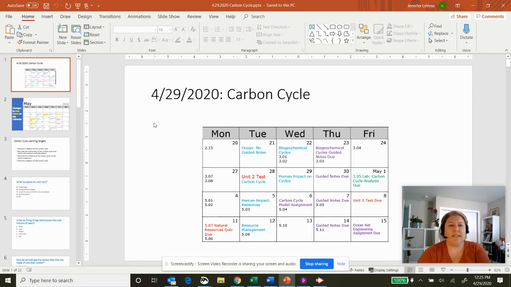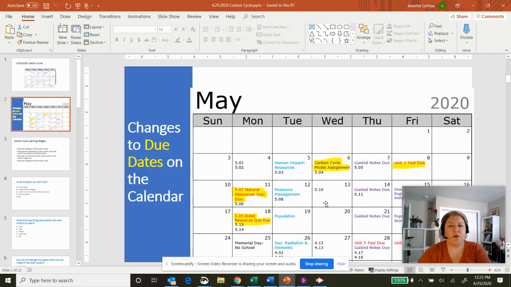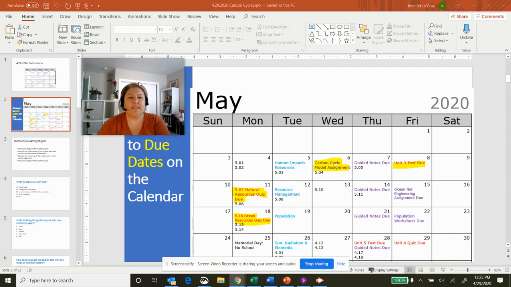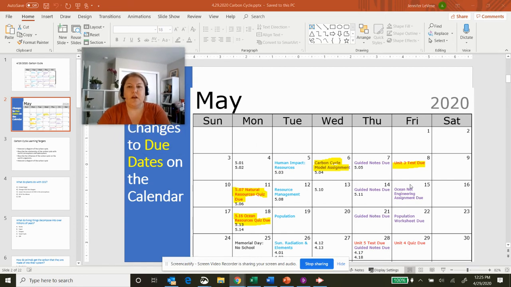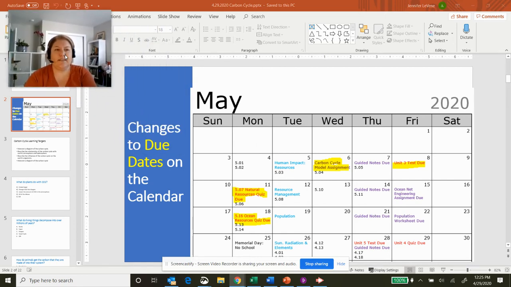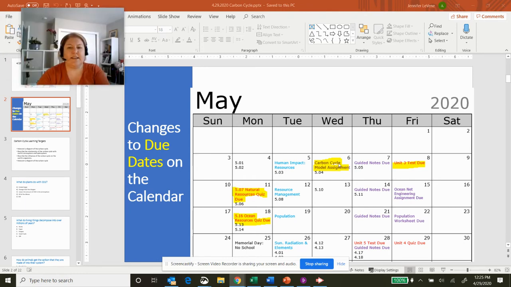I did want to point out that there are a couple changes to the calendar. Not for this week, but for next week. Well, I guess this week too. The carbon cycle analysis assignment has been changed. If you look at it, you can see that the carbon cycle model was changed to due next Friday, which we started that assignment today, or you got it.